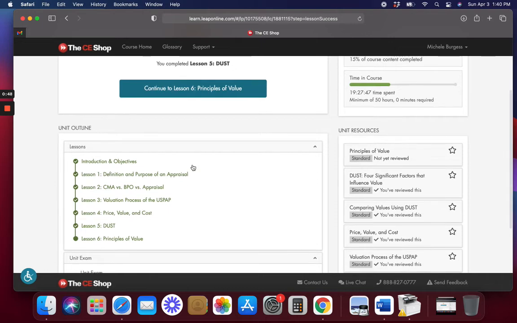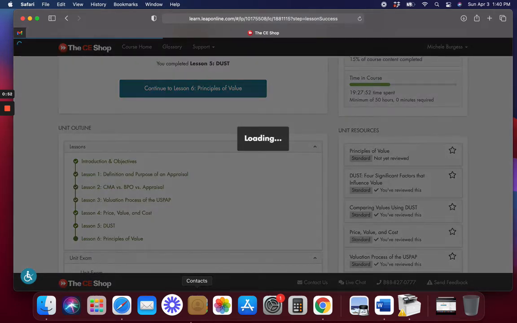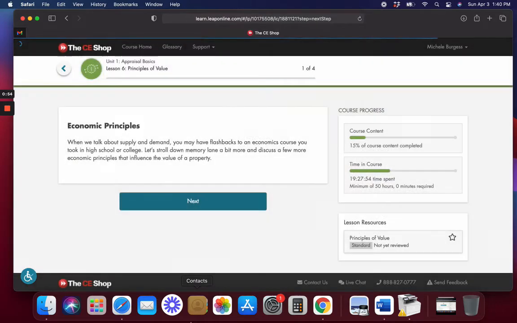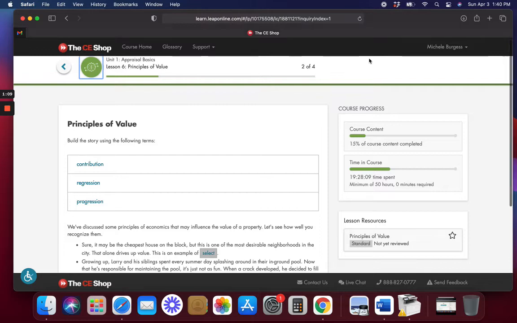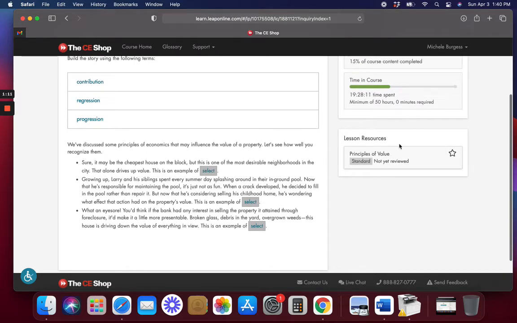All right, so let's continue with principles of value. When we talk about supply and demand, you may have flashbacks to an economics course you took in high school or college. Let's stroll down memory lane a bit and discuss more economic principles that influence the value of property. Okay, let's look at our resources here.